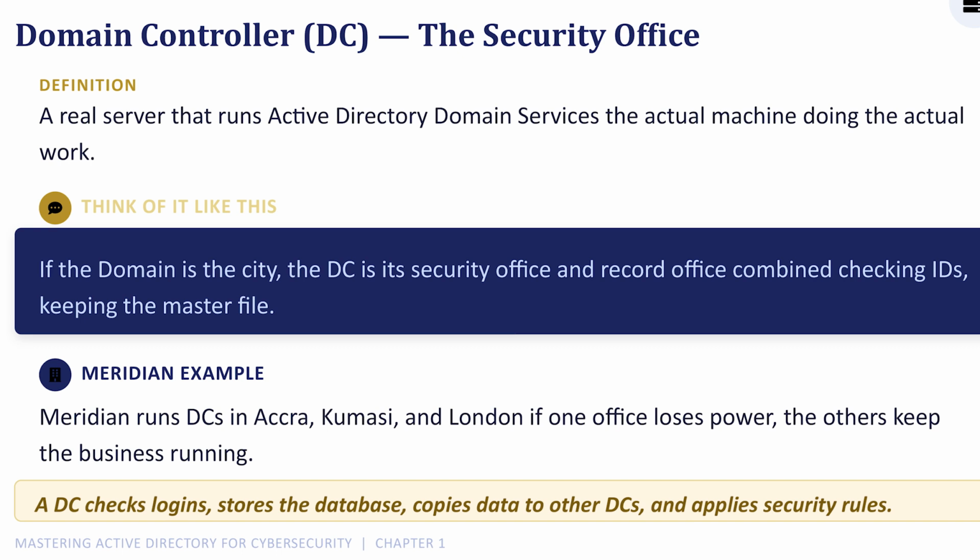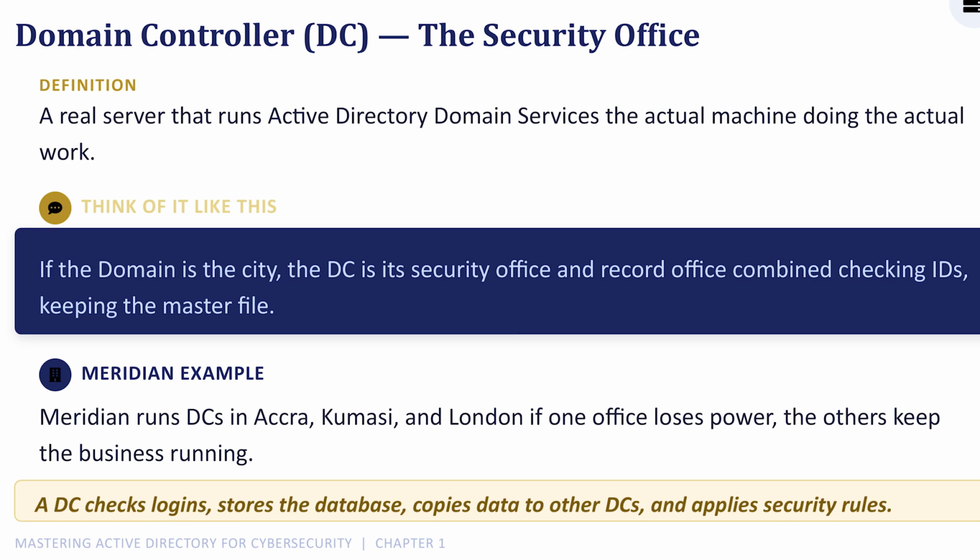The domain is the logical environment, whilst the domain controller is an actual server that provides Active Directory service for that environment. Okay, I use this analogy in the slide. If the domain is the city, the domain controller is the city security office and record office. It checks your ID, it keeps the master records. Now, the Meridian example I use in this slide says that there are domain controllers in Accra, Kumasi, London.